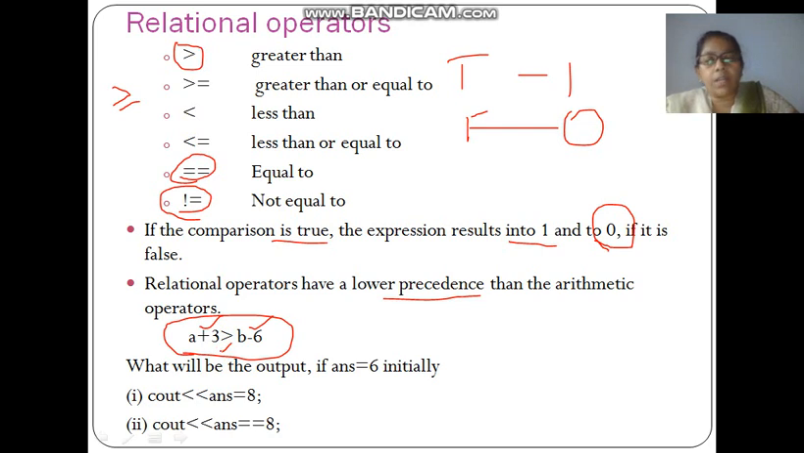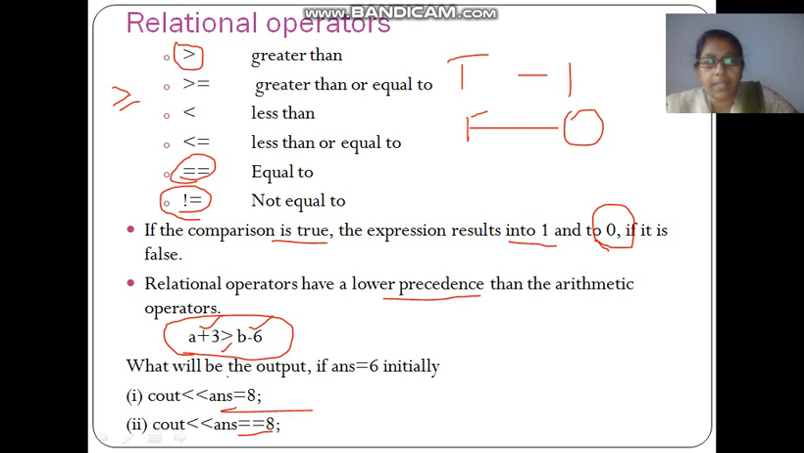Now, when we study all those things, we need to understand the difference between a single equal sign and a double equal sign. Single equal sign is the assignment operator. It assigns the right hand side to the left hand side. But the double equal sign is the symbol used for equality checking. So it compares whether the right hand side is equal to the left hand side.